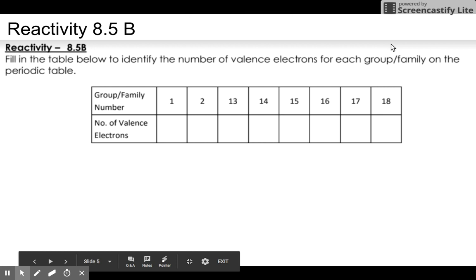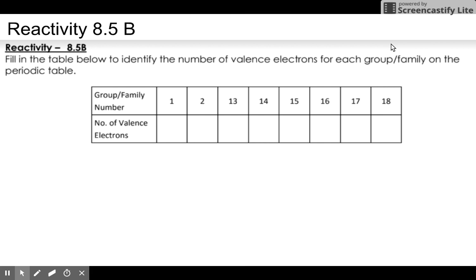Okay, you guys, this video is about reactivity. Reactivity is how elements bond with each other, how they react to other elements.